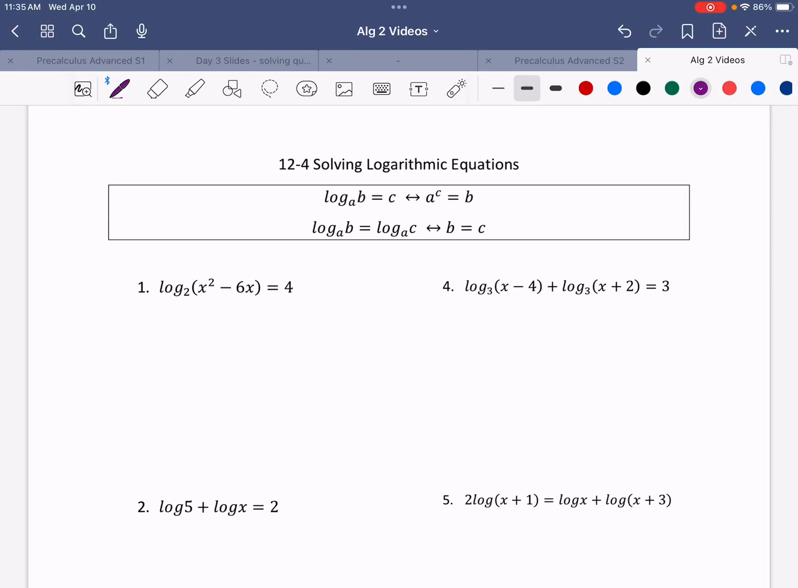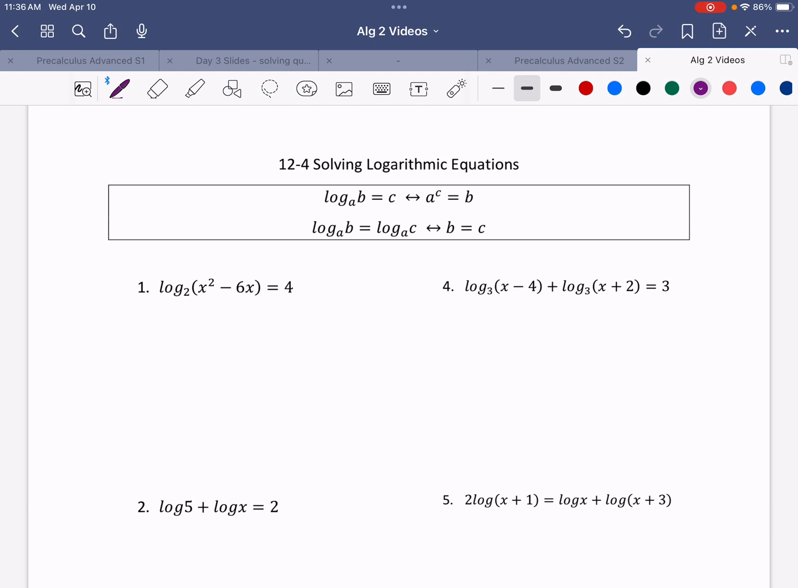This is our next to last lesson of the school year, which is pretty crazy to think about. Hopefully you'll enjoy it. I really think solving log and exponential equations are some of the really fun types of solving we get to do. So I'll try to make it make as much sense as possible.